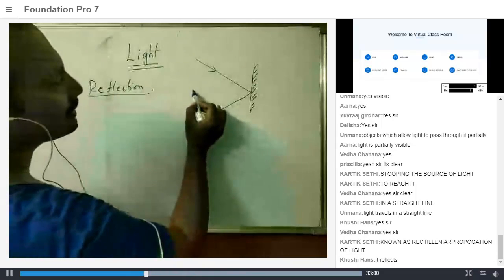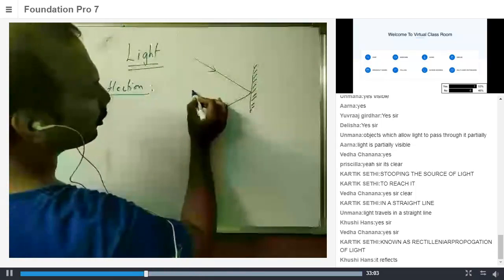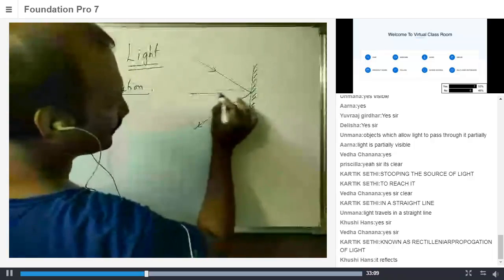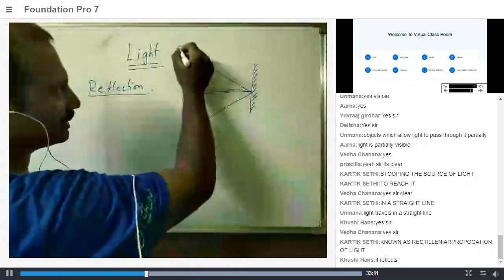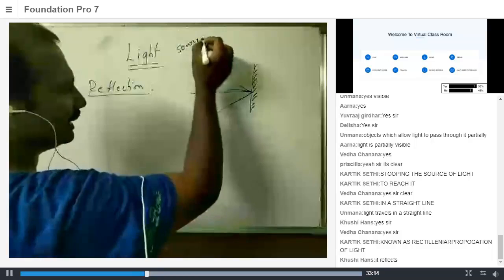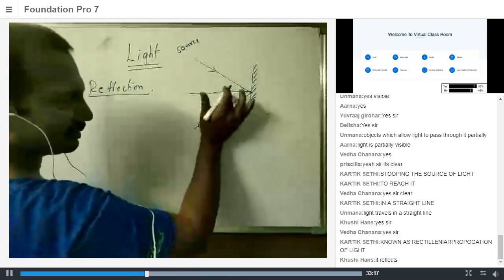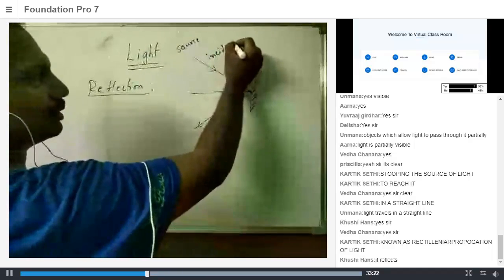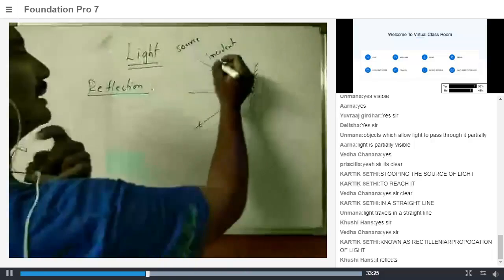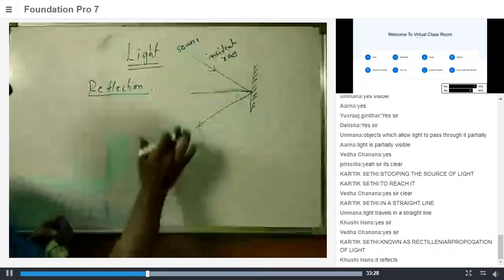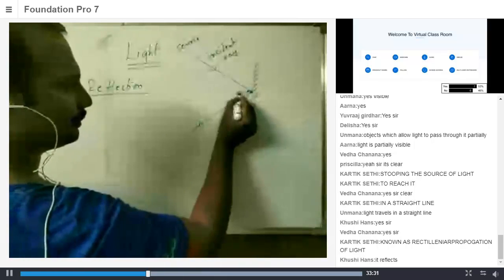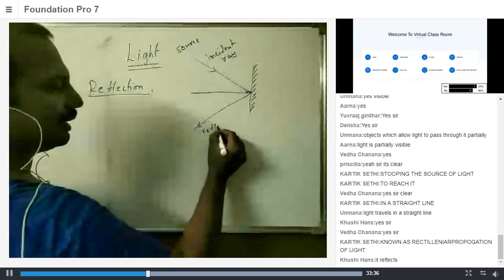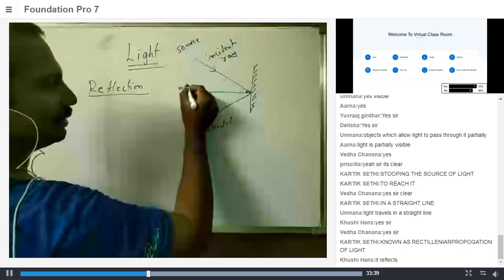Now this reflection of light always follows certain rules. We'll try to understand those rules. So this is, let's say, a source of light. I'm assuming a single ray, we call this a ray of light, that you must have studied in class 6. Sir, your voice is low. My voice is low, I'll increase it. So this is the incident ray, we call this the reflected ray, and we call this the normal.